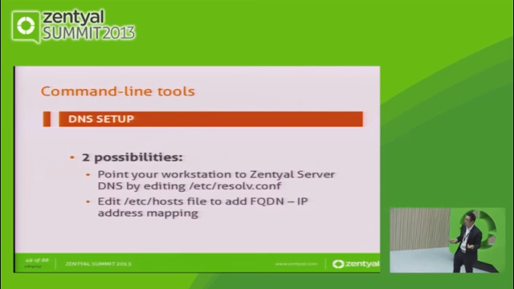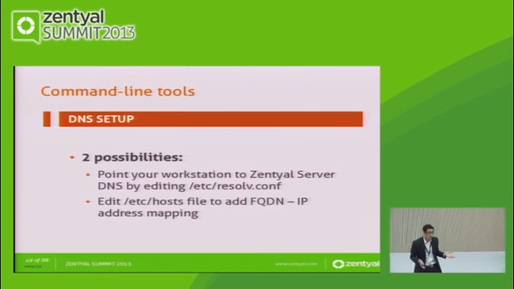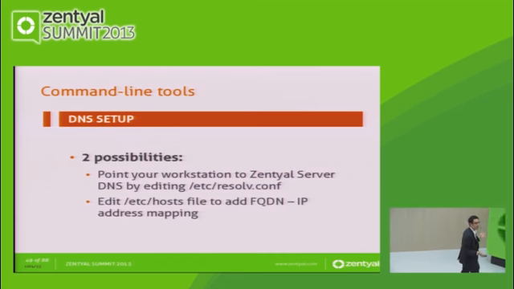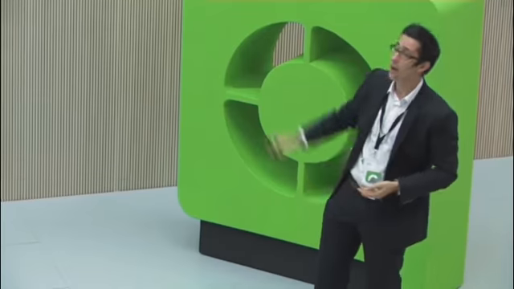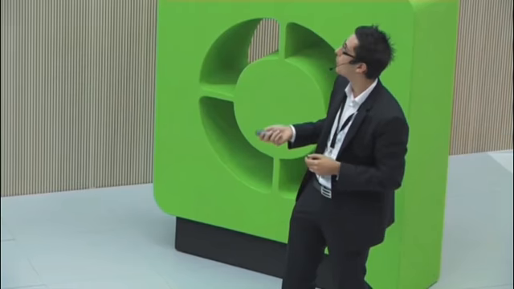So two possibilities. The first one is that you point your /etc/resolv.conf to the DNS of the openchange server. Very easy. The second one is, I don't want to do that. I just want the hackish way. I have my workstation working, I just want to test openchange. Then just go and edit /etc/hosts and do the mapping between the fully qualified domain name of your Zentyal server and the IP address. And that will be just fine for the moment.